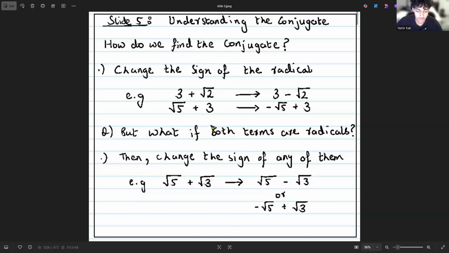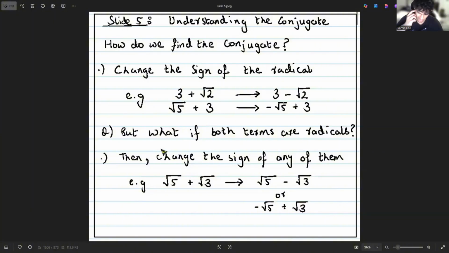So if one of the terms is a radical, like square root 2 or square root 5, you change the sign of that radical term. In 3 plus square root 2, the radical is square root 2, so we change its sign to negative square root 2. And in square root 5 plus 3, the radical is square root 5, and we change its sign to negative square root 5. So the other term always stays the same.